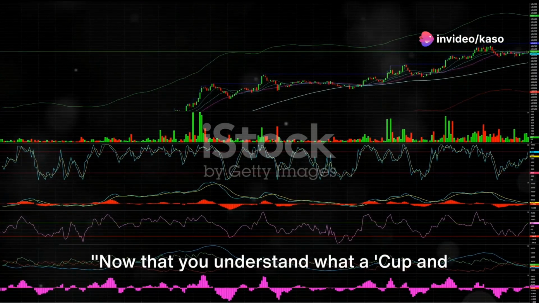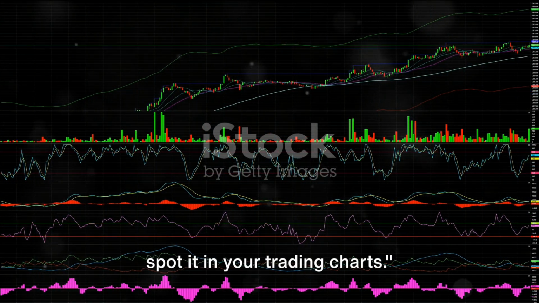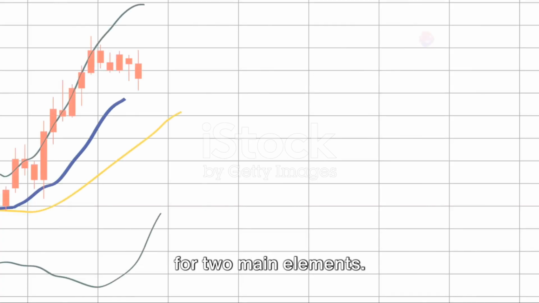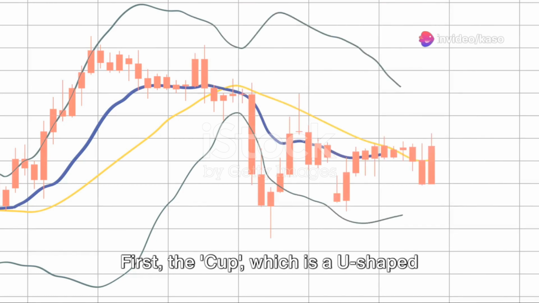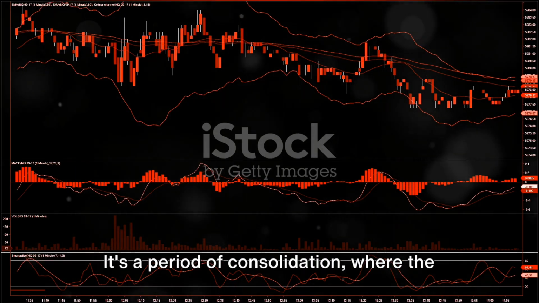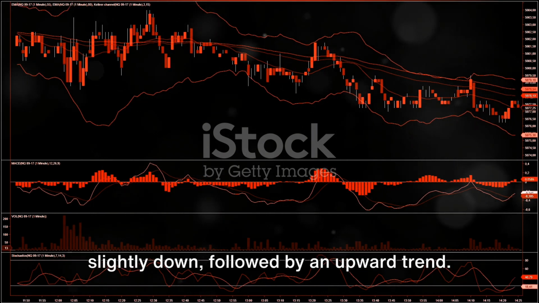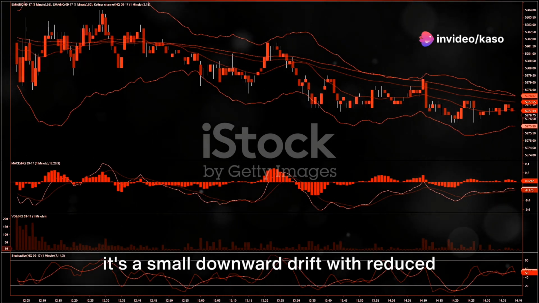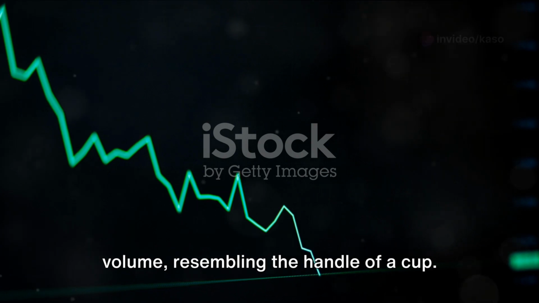Now that you understand what a cup and handle pattern is, let's discuss how to spot it in your trading charts. To identify this pattern, you're looking for two main elements. First, the cup, which is a U-shaped pattern that develops over time. It's a period of consolidation where the price movement is relatively flat or slightly down, followed by an upward trend. The handle follows the cup formation. It's a small downward drift with reduced volume, resembling the handle of a cup.